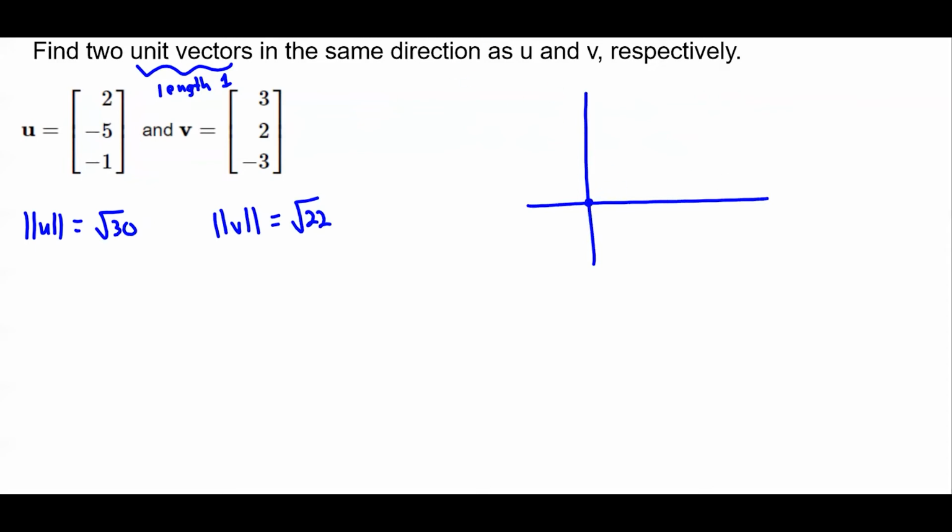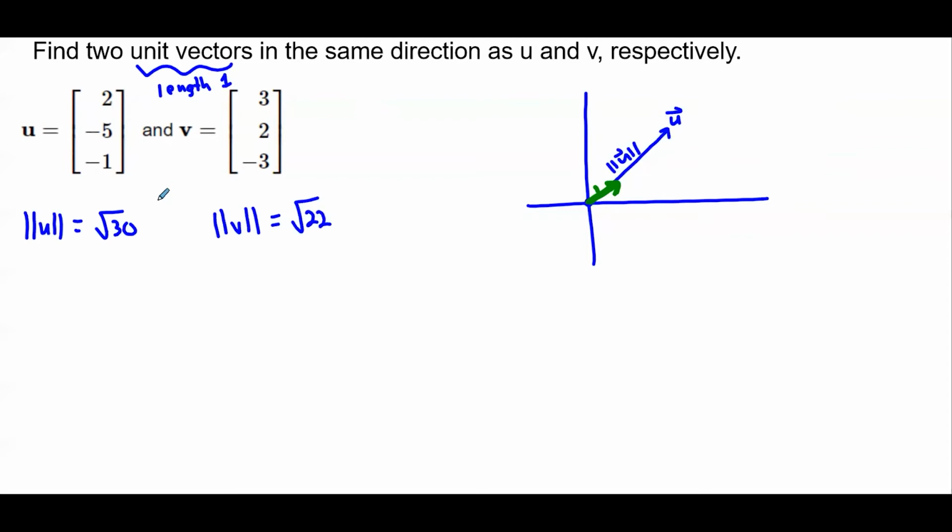So let's think about it in 2 dimensions. If I have a vector, we'll call it u, and then the length of it is the magnitude of u, okay? We want a vector that's in the same direction but has length 1, right? So we want the vector to be pointing the same way as u, but we just want the length of it to be 1. So all we have to do is take the magnitude of u and divide u by that magnitude, and that will scale the vector down so that it has length 1.